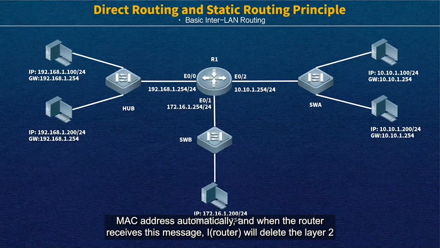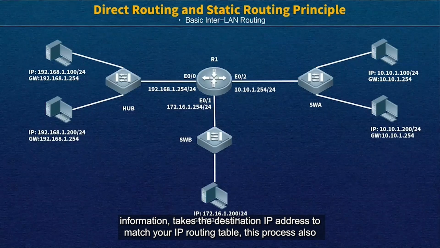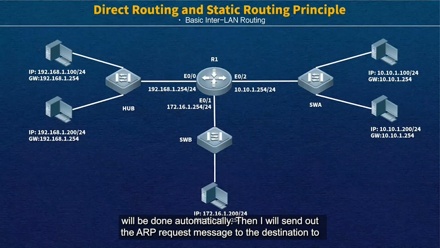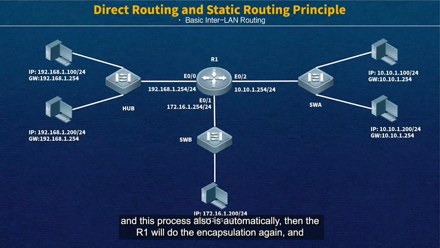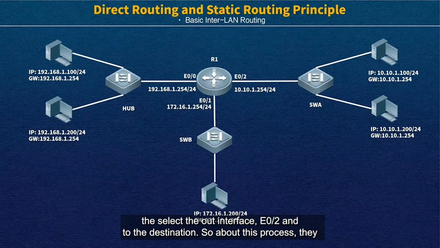And when the router receives this message, it will delete the layer 2 information and take the destination IP address to match against its IP routing table. This process is also done automatically. Then it will send out an ARP request message to the destination to get the MAC address, because it has the direct route to the destination IP address. And this process is also automatic. Then Route 1 will do the encapsulation again, select the outgoing interface Ethernet 0/2, and send it to the destination.